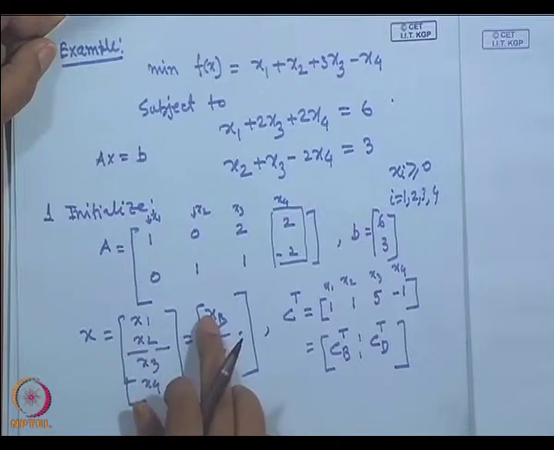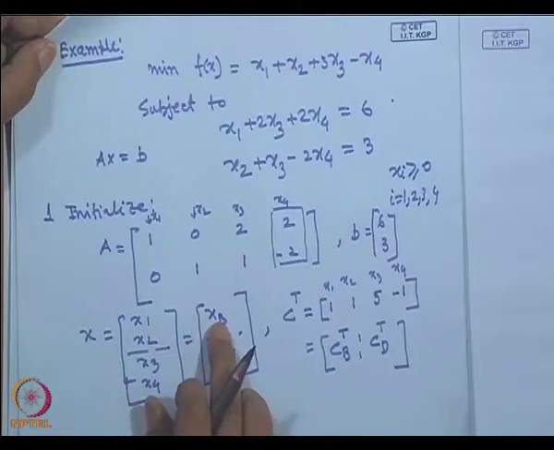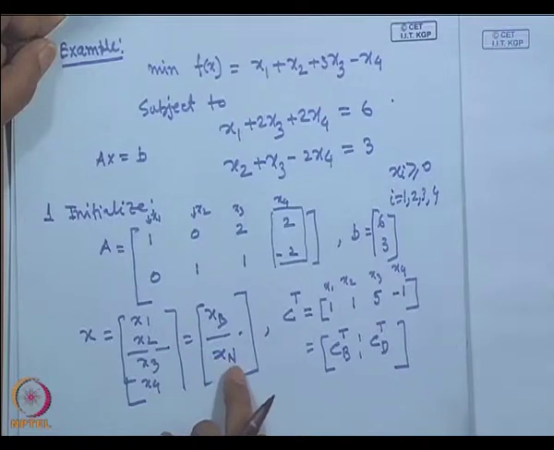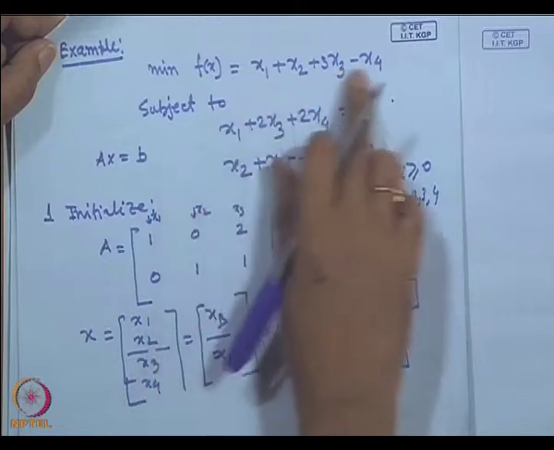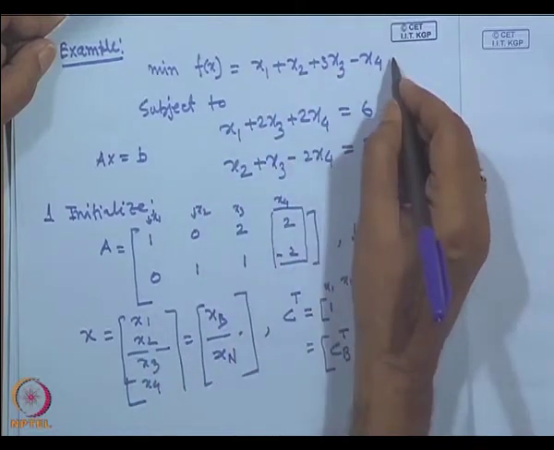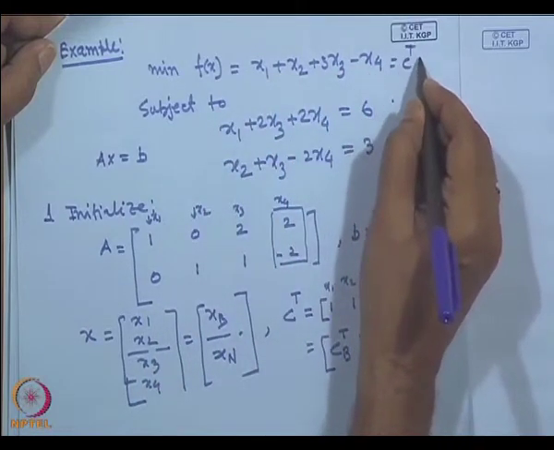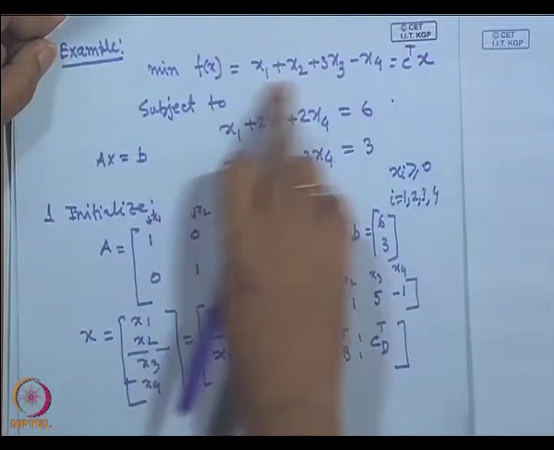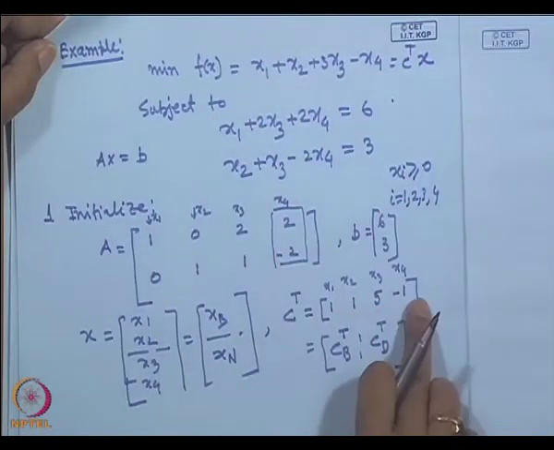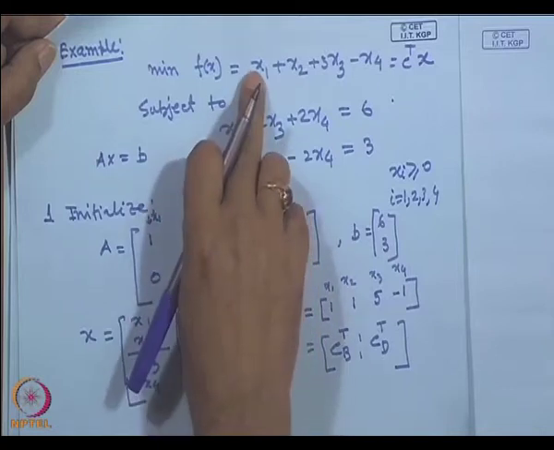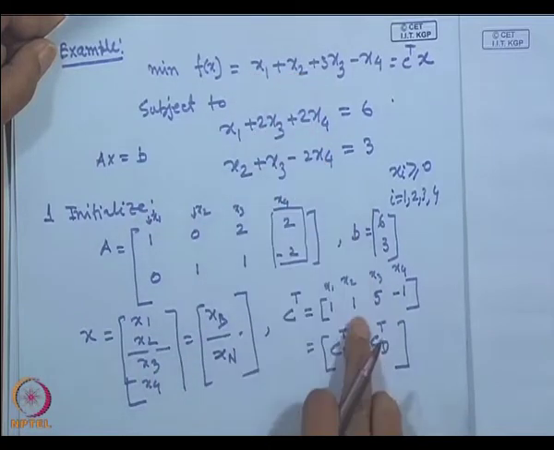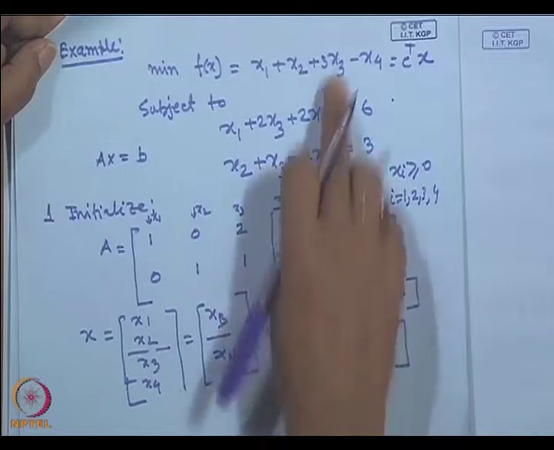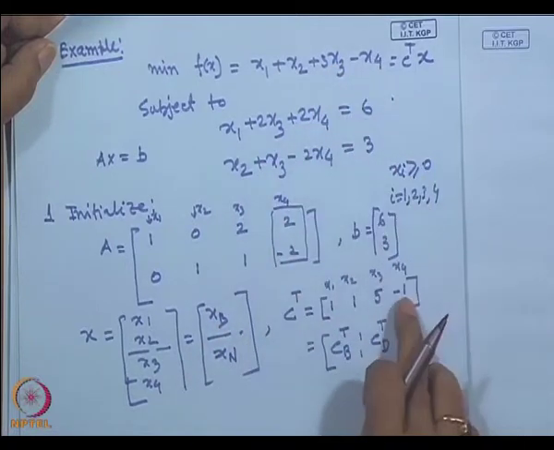So, for basic variables we use the standard notation x suffix B, and for non-basic variables x suffix N. Correspondingly, the objective function we write in terms of c transpose x, and accordingly from this expression c transpose is this one. The coefficient of x1 is 1, the coefficient of x2 is 1, the coefficient of x3 is 5, and the coefficient of x4 is -1.